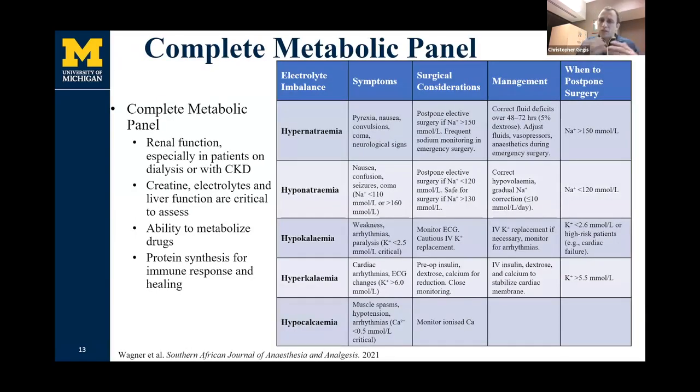And so, we learned that the complete metabolic panel is going to be extremely important for patients. And so what do we look at when we're looking at the CMP? Well, we want to look at the electrolytes, right? So we want to make sure that they don't have any significant hypernatremia or hyponatremia, hypokalemia or hyperkalemia. And this is from the African Journal of Anesthesia and Analgesia. And these are kind of the cutoffs that they use when considering postponing surgery. And I think that these are good values to use as a basis as well.